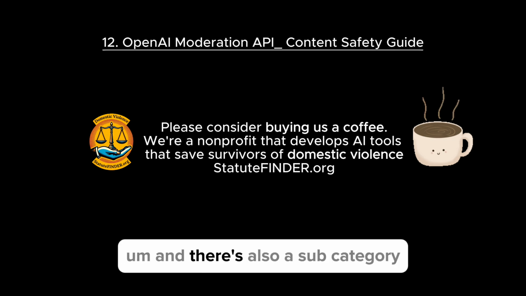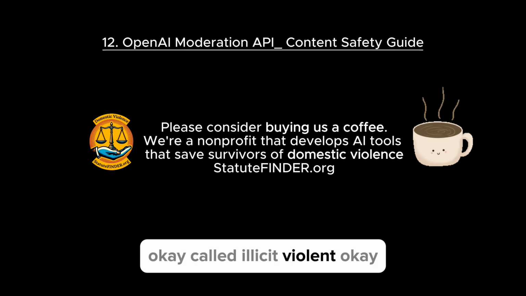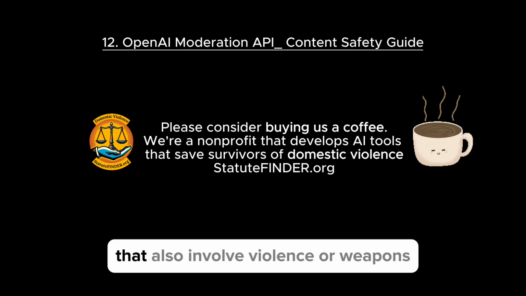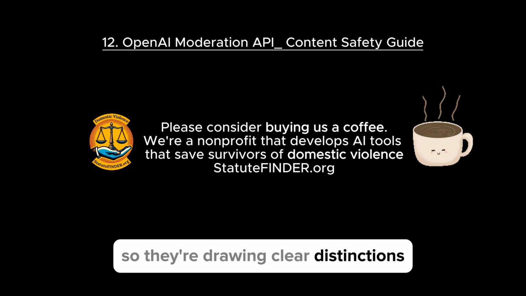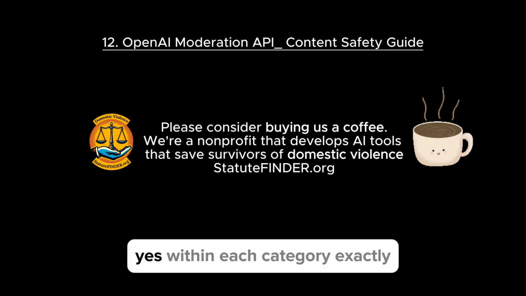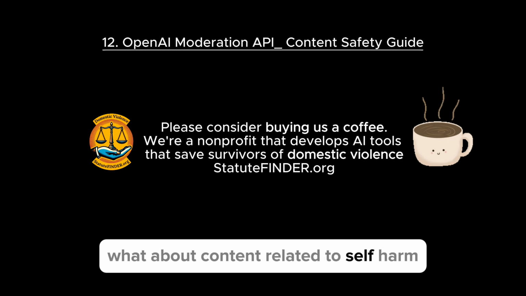And there's also a subcategory called illicit violent, which flags content promoting illegal activities that also involve violence or weapons. So they're drawing clear distinctions between different levels of severity within each category. Exactly. What about content related to self-harm?